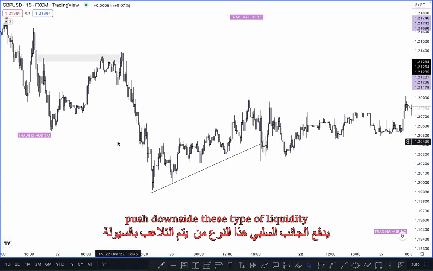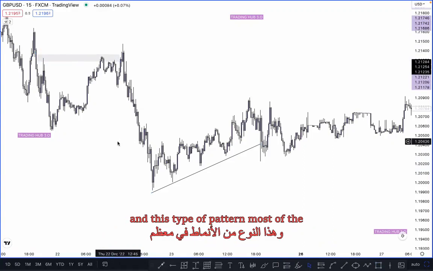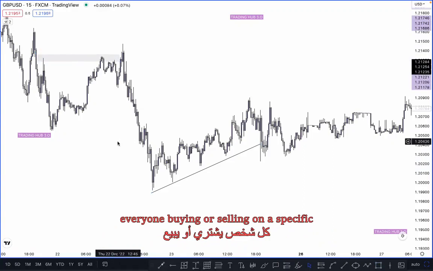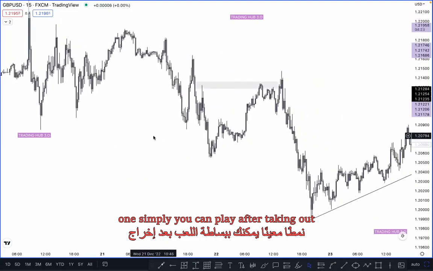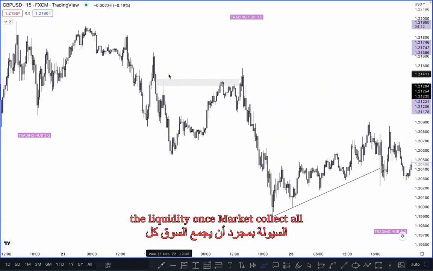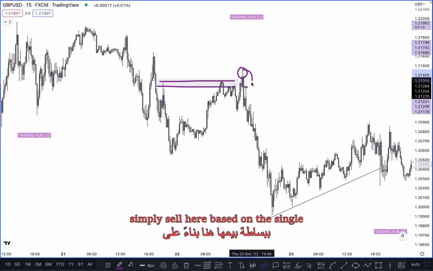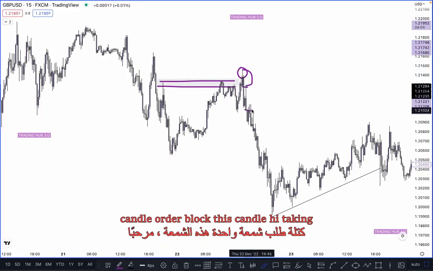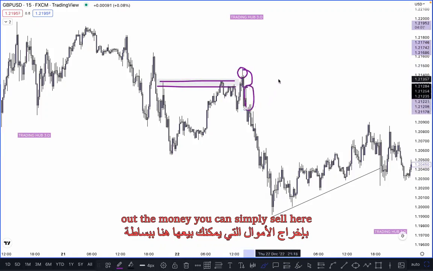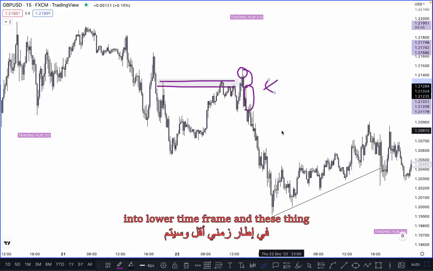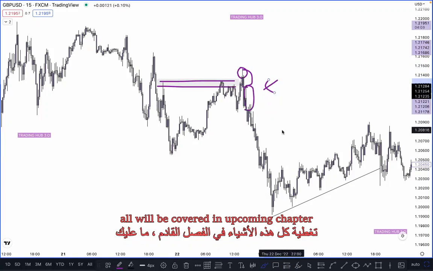This type of liquidity and this type of pattern will most of the time be manipulated, because everyone is buying or selling at a specific point. Simply, you can play after the liquidity is taken out. Once the market collects all the money here, you can simply sell here based on the single candle order block. This candle high took out the money, you can simply sell here on a lower time frame, and all these things will be covered in an upcoming chapter.